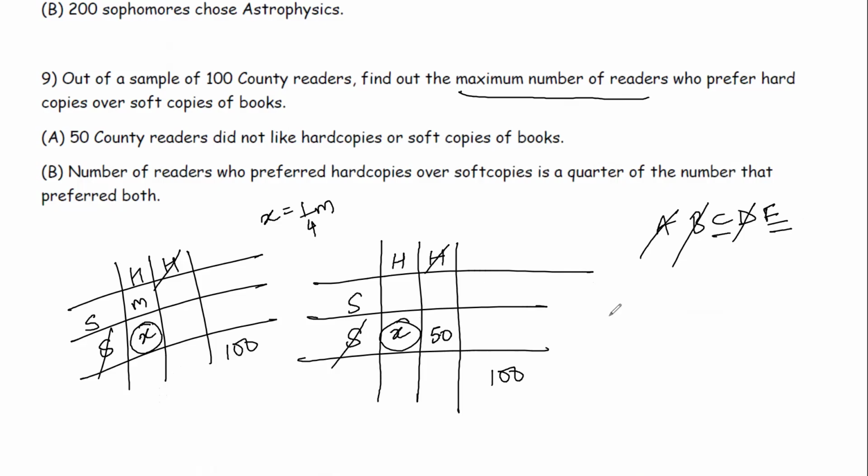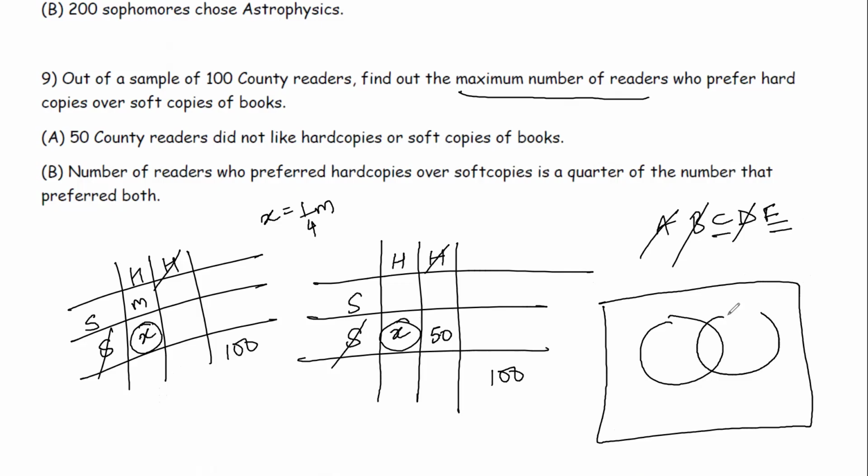All right. So I think if I use the Venn diagram, it would be clearer this time, because this is hard copy, soft copy, N is 50, and the total is 100. So if N is 50 and total is 100, then we know everything within the circle should be 50. Correct. And we know from here that X is 1/4 of M. So this is M, right? X is 1/4 of M.